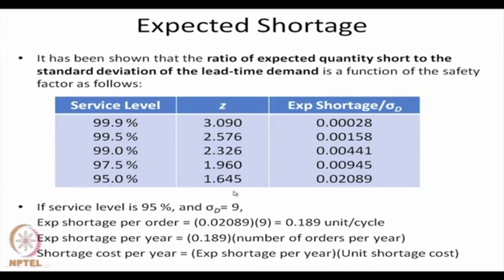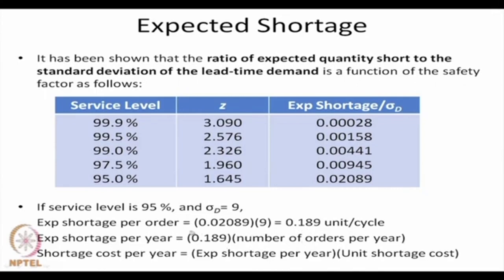So, Z is the safety factor, and the ratio of expected number of units short to the standard deviation of the demand is given by this for different service levels. Thus, if the service level is 95% that the management has set, and if sigma D, the demand standard deviation, is 9, then the expected shortage for 95% is 0.02089 multiplied by sigma D, which is 9. That is the expected shortage per order, and it comes to 0.189 unit per cycle.